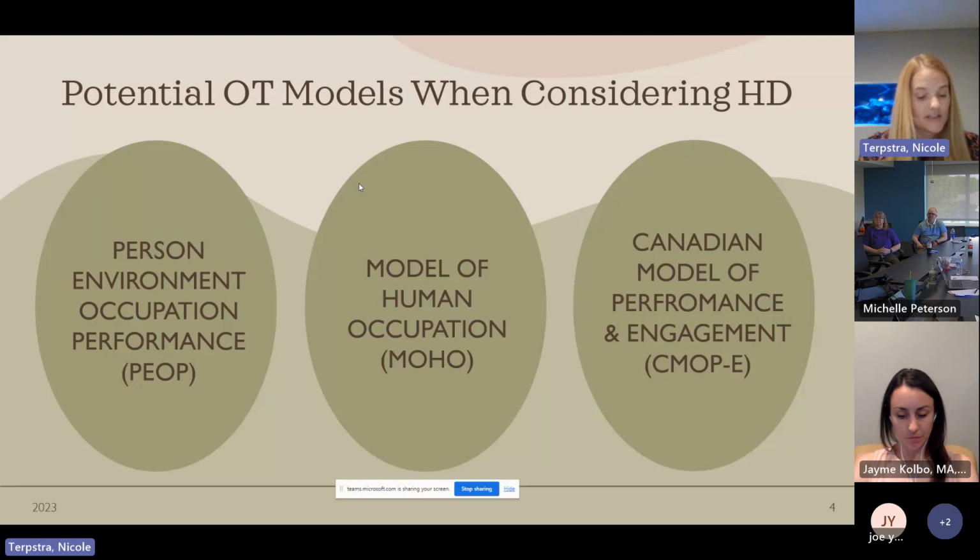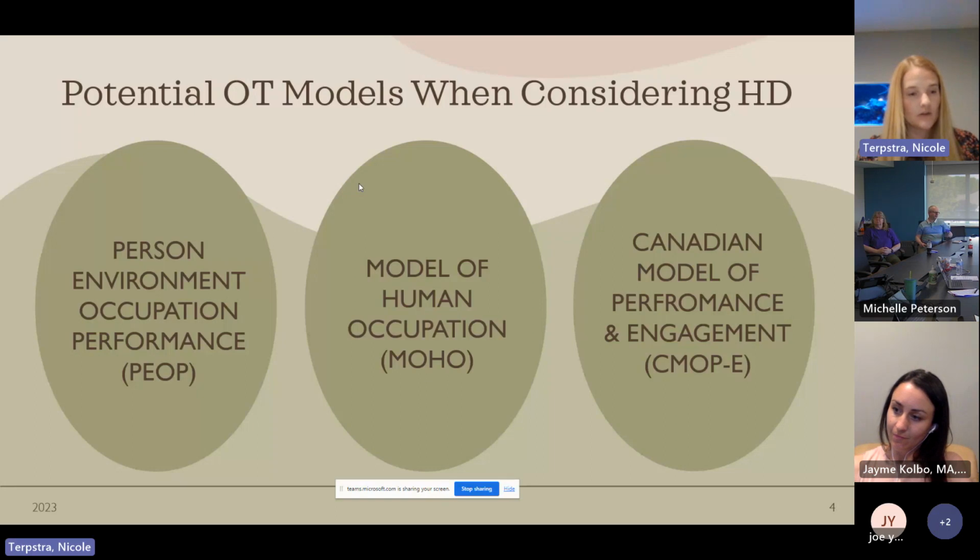In this model, the practitioner considers the person, so their needs and wants, the person's environment, so perhaps their home, their occupation, so what activities they want to participate in, and their performance, so how they're able to complete those activities and what is going well and what needs to be improved. This fits in with the context of hoarding disorder because in order to ultimately help the client perform well, we need to address each of these components.